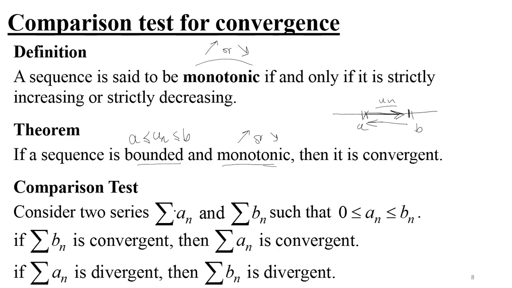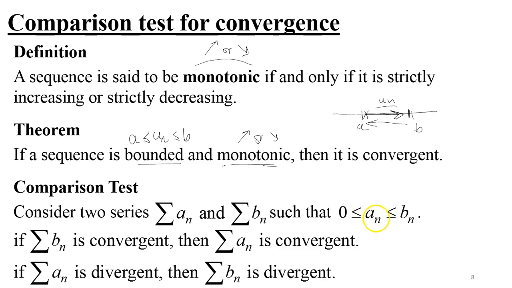Now, the comparison test would in fact use two series where you'd know the convergence or the divergence of one of them, and you'd use that convergence or divergence in order to determine the convergence of the one you know nothing about. It's called a comparison test because I'm dealing here with two series whose corresponding sequences an and bn compare this way.